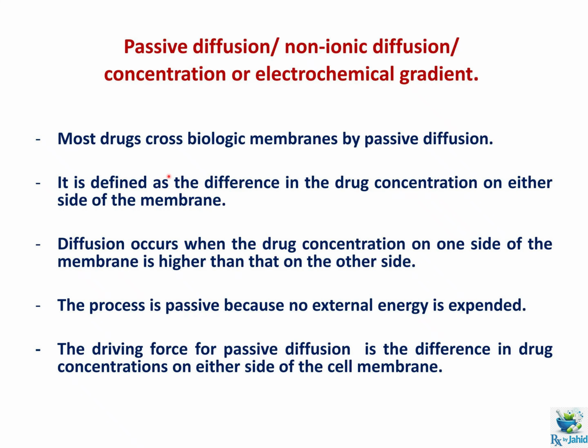Passive diffusion is also called non-ionic diffusion, or concentration or electrochemical gradient driven diffusion. Most drugs cross biological membranes by passive diffusion. It is seen that more than 90% of drugs pass by this mechanism. It is defined by the difference in drug concentration on either side of the membrane. Diffusion occurs when the drug concentration on one side of the membrane is higher than on the other side. The process is passive because no external energy is required. The driving force for passive diffusion is the difference in drug concentration on either side of the cell membrane.